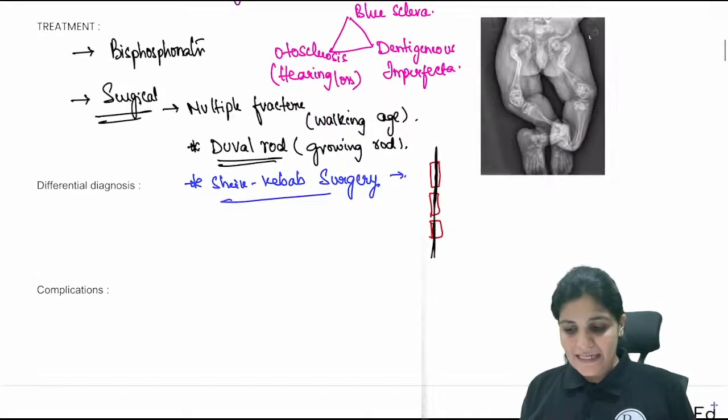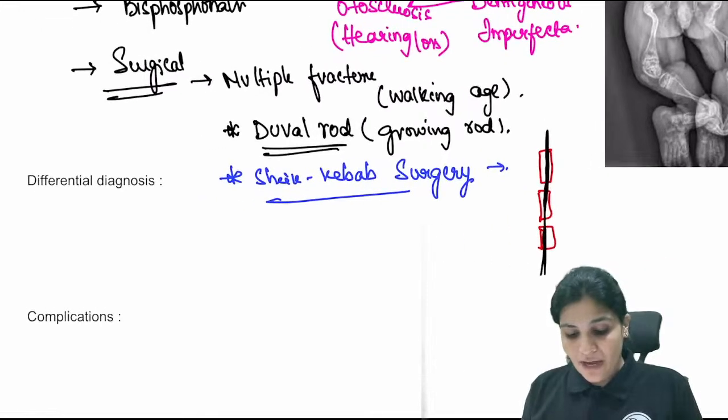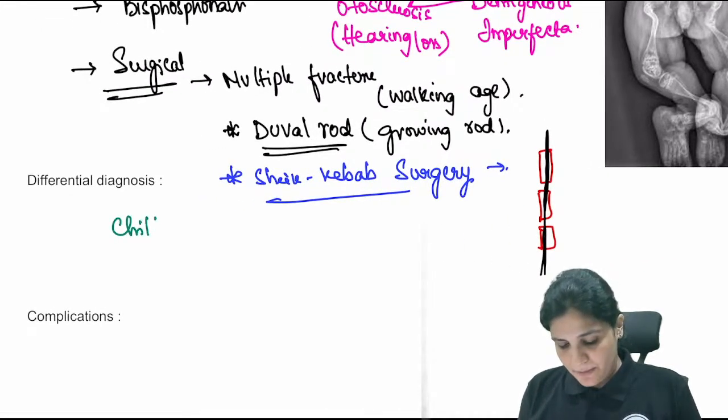And now usually they ask you, what are the differential diagnoses for osteogenesis imperfecta? What you have to remember is, one is child abuse.